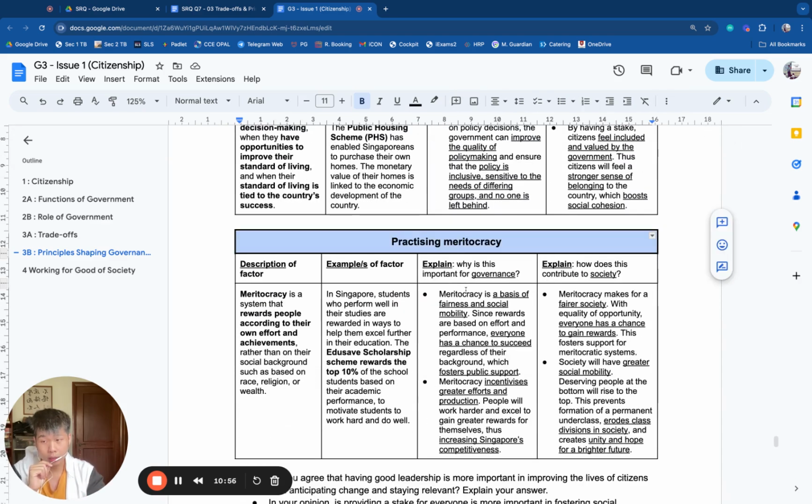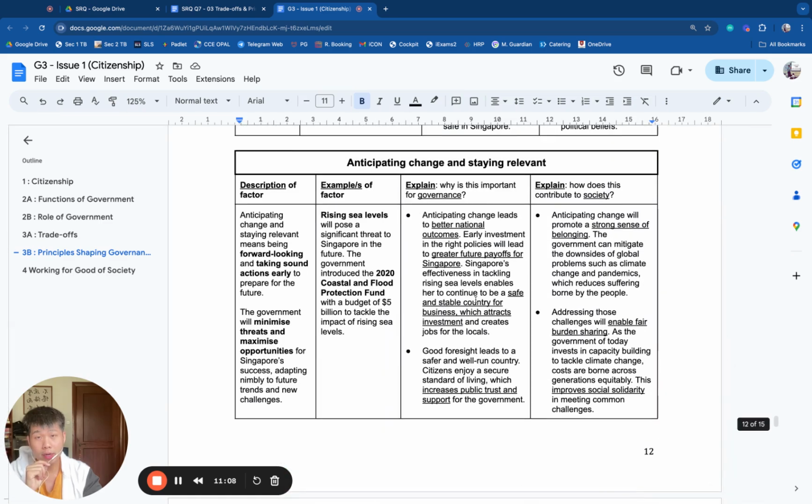And I invite you again to go and read your notes, highlight them, read them on the bus or train or car ride to school every morning so that it is built into your brain. And I'm going to give you one example of a principle, anticipating change and staying relevant.